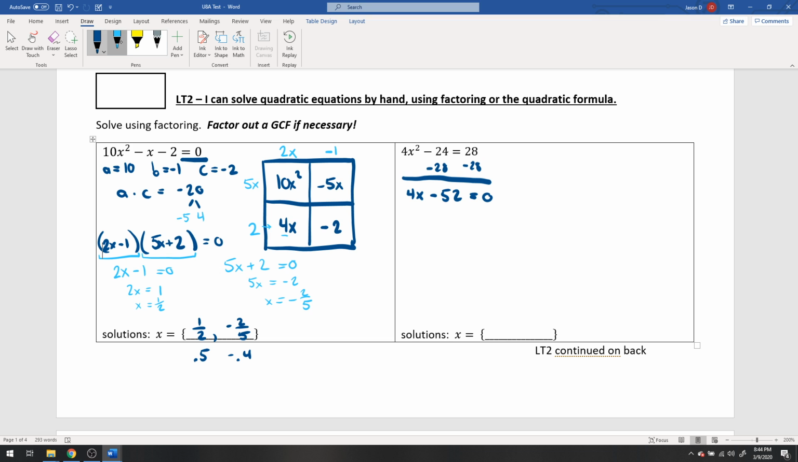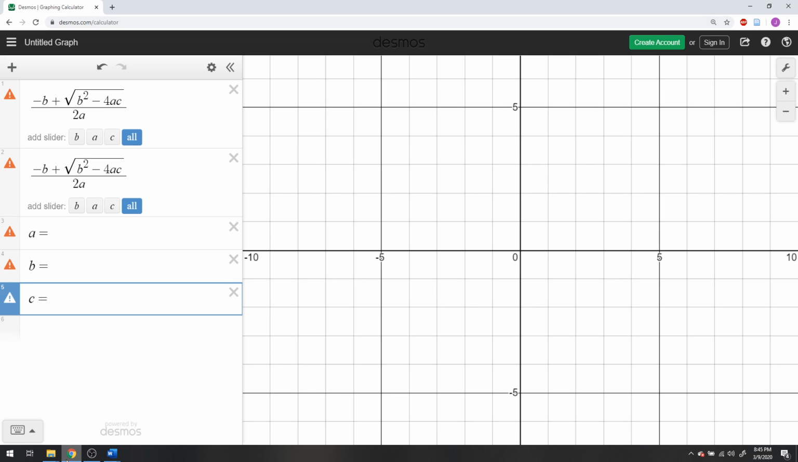Now you can take my word for it, this is actually not going to factor nicely, and so we're really on the ball to use a different method. In this case, quadratic formula is going to do really nicely. C value is -52, but you don't see B at all. It's 0. All we have to do is go into Desmos with our quadratic formula that is already in here.